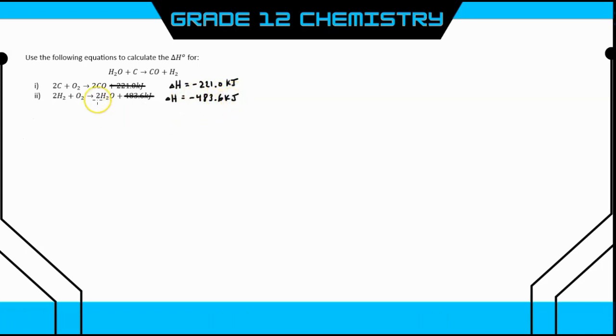All right, so now let's look at just these two equations, and we need to try to get to match this one here. So our first one has 2 carbons as one of the possible reactants. In the equation we want, we only have 1 carbon.